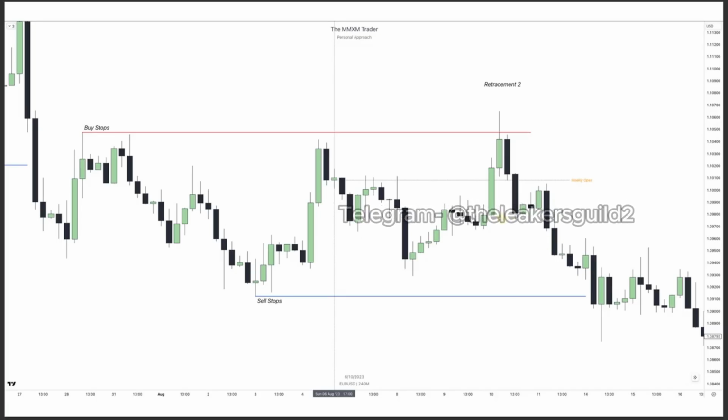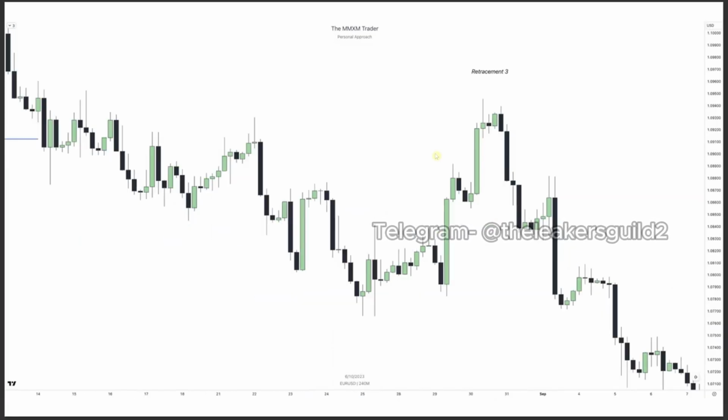So if you're unsure where the weekly candle might draw into, you can wait for a retracement on the daily, right, taking out buy stops, and then the rest of the week should be clearer for your draw on liquidity. Retracement number 3, again, try to spot where the range high and where the range low is.